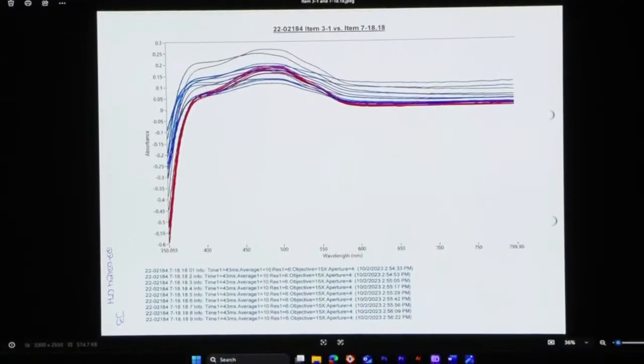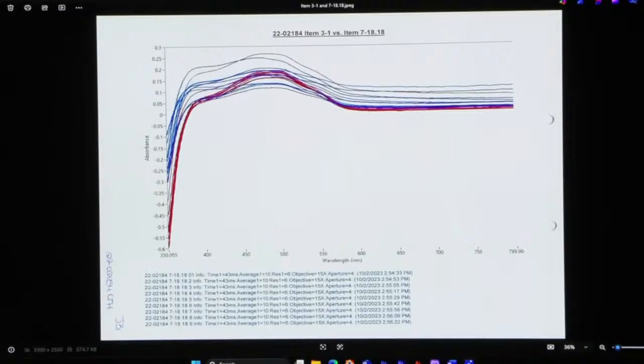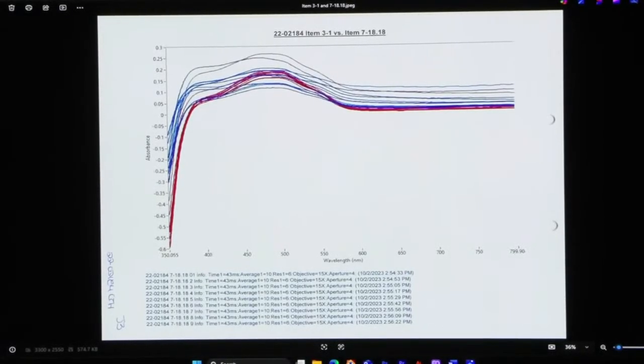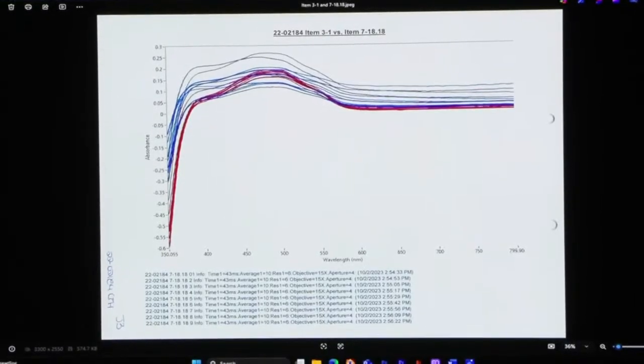And Ms. Hanley, if you could describe for the jury, please, what are we looking at in this particular data set? So this is the comparison data from the microspec of the red plastic from item 3-1 and the red plastic from 7-18.18. And as far as the data in any microspec, but particularly this one up on the screen, using that laser pointer, could you illustrate to the jury sort of what these individual lines or what this data means?